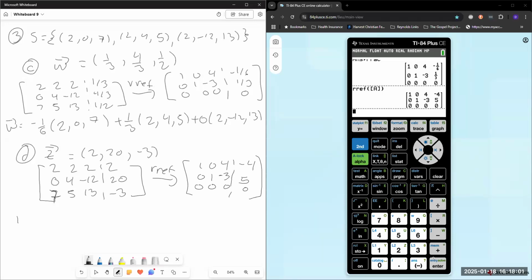So that tells me that Z can be written as -4 times (2, 0, 7) plus 5 times (2, 4, 5) plus 0 times (2, -12, 13).